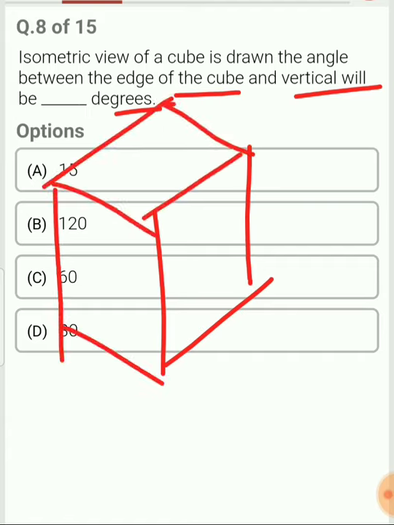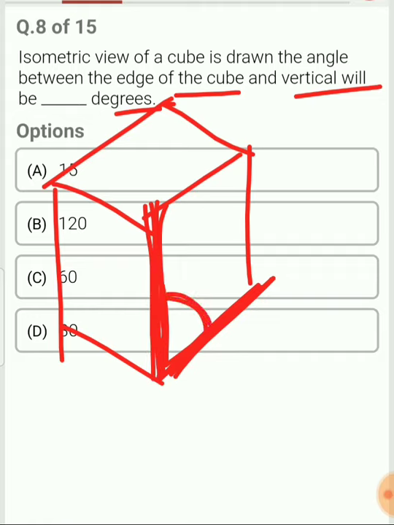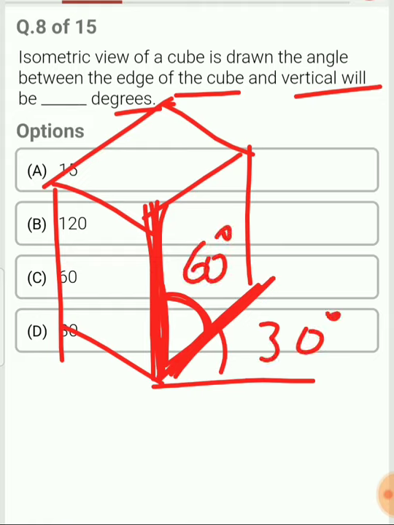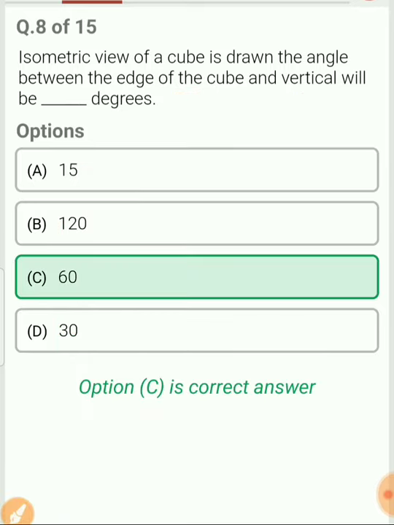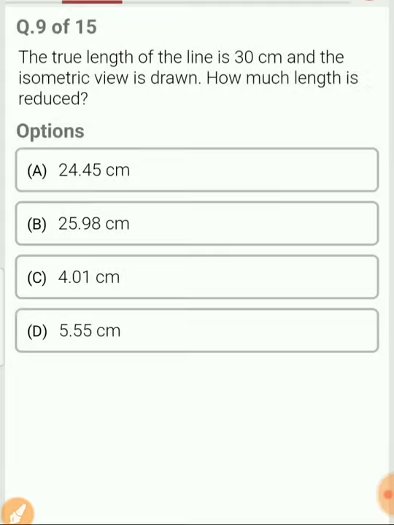Now the angle between the edge of the cube, this is one of the edges of the cube, and this is the vertical line. So the angle between the edge of the cube and the vertical will be, if from the horizontal the angle is 30 degree, so with the vertical it will be what? It will be 60 degree, because total is 90 degree. So this angle will be 60 degree. Answer for this is C, 60 degree.